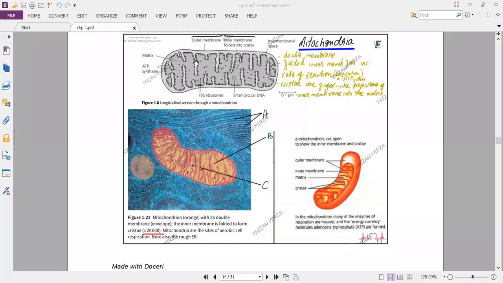So here we are discussing the next set of organelles. So first is the mitochondria. Mitochondria is having two membranes, the outer membrane and an inner membrane. In between there is an intermembrane space. The inner membrane is folded inwards to form finger-like projections called cristae.